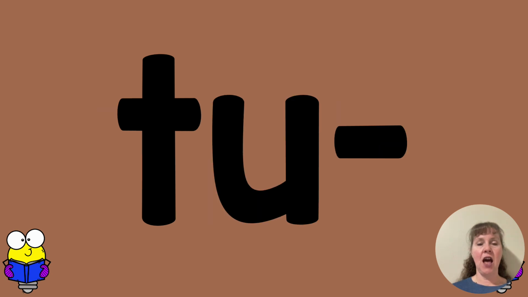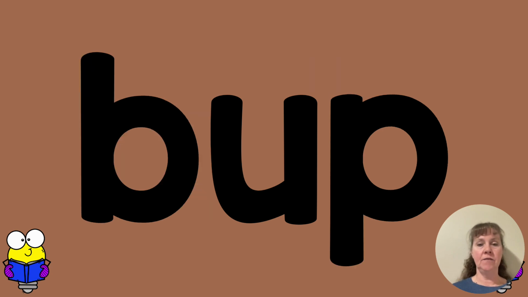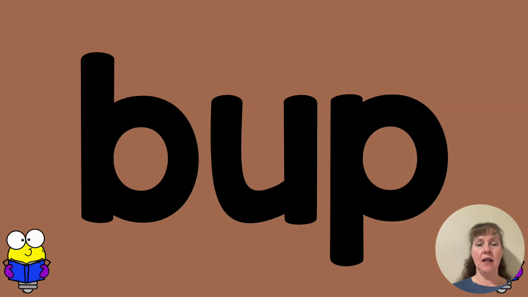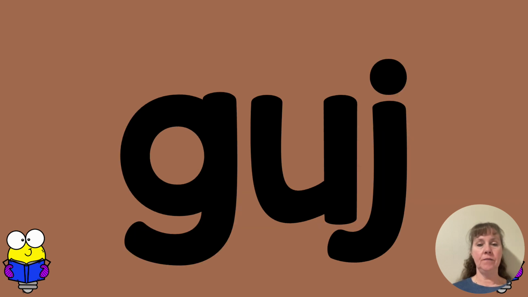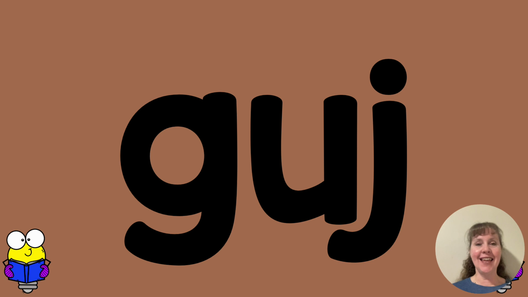T, u, b, tub, tub, tub. B, o, p, bop, bop. G, u, j, gudge, gudge. That's a funny word. Gudge. See how we can break it apart like that? That's how we sound out our words.